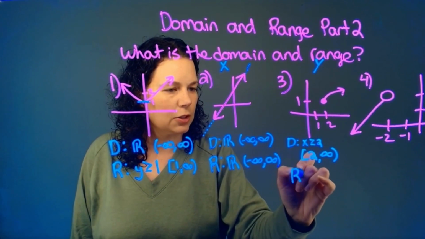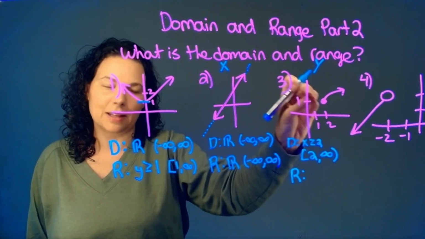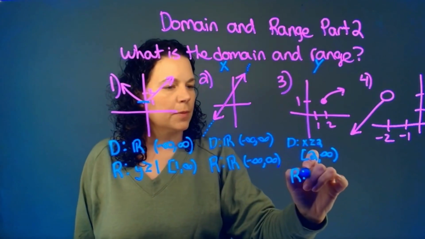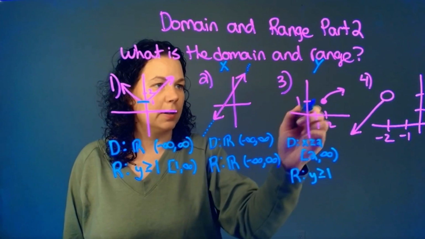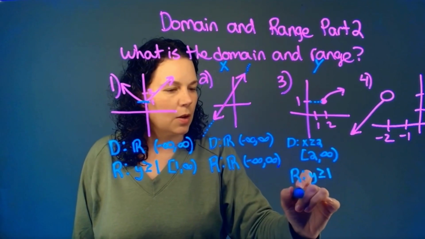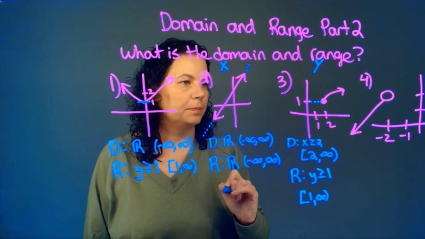The range, we started at 1. That's like our dot, right? That's where we started. And then we went up forever and ever. So the range is going to be greater than or equal to 1. Y is greater than or equal to 1 because that's my y value. And if we write that in interval notation, we get 1 to infinity.